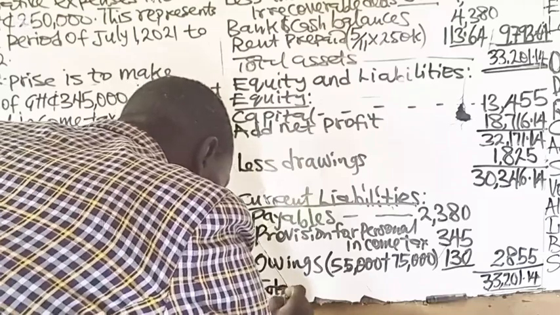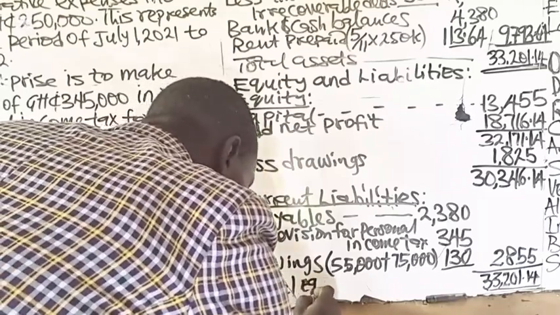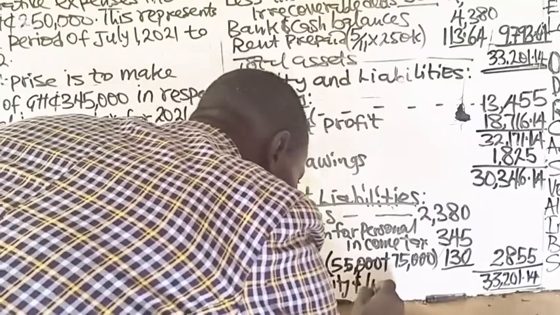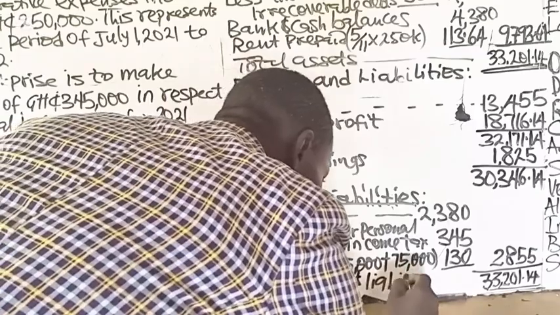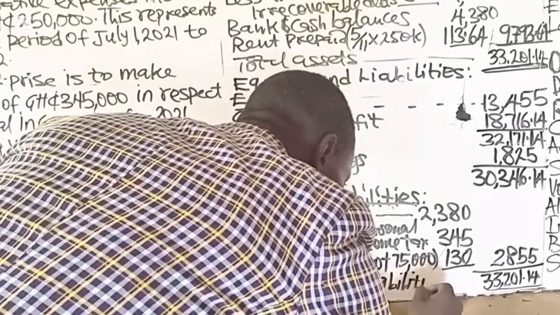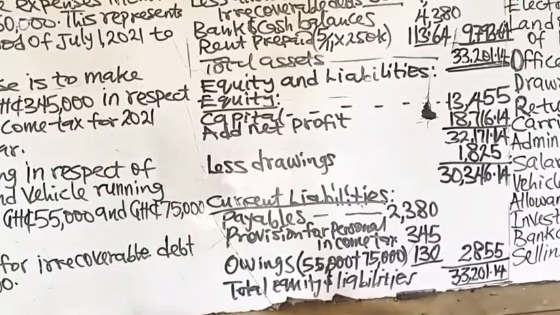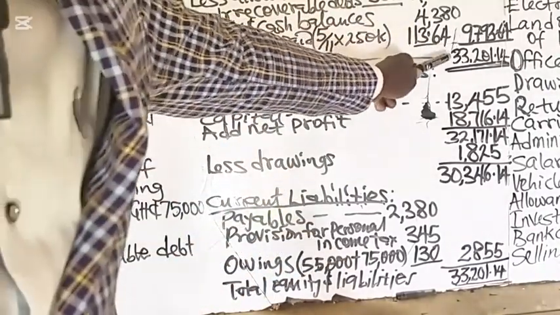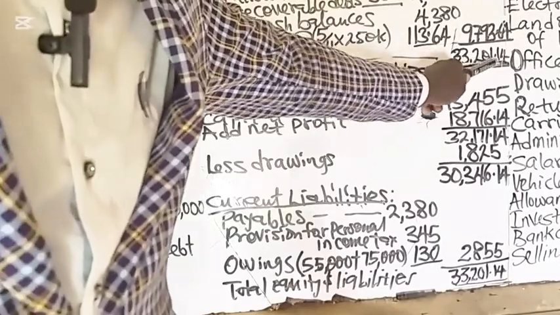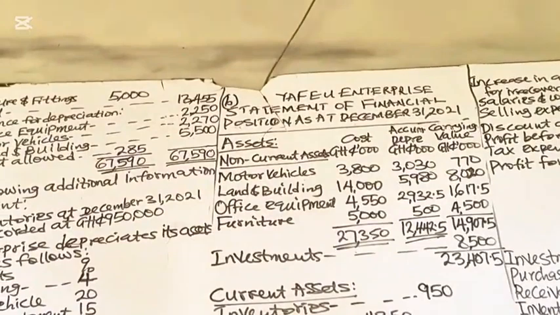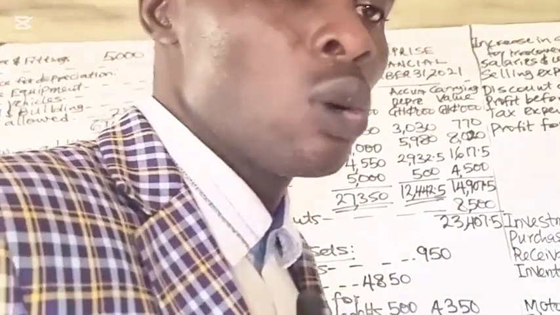So the total equity and liabilities is the same as the total assets, 33,201.14. Both agree. So this marks the end of the solution to the question.